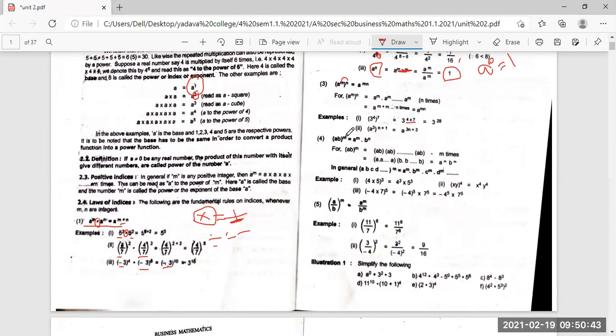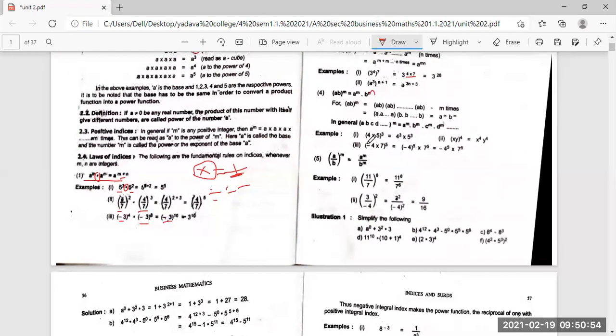Likewise here, (ab) to the power of m means a to the power of m into b to the power of m. Here this is m, not n. So when we are coming to this example, (4 into 5) the whole power of 3 means 4 to the power of 3 into 5 to the power of 3. The bases are different, so we cannot give the same base; we have to give it separately for each and every base. So here (xy) the whole power of 4 means x to the power of 4 into y to the power of 4.